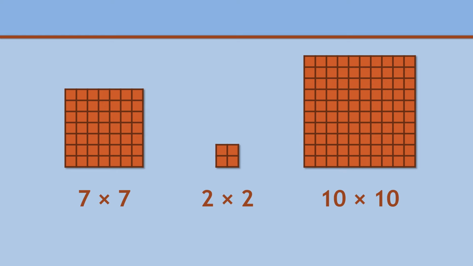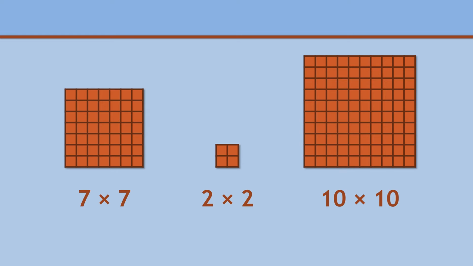Okay, and we see that in the first one, there's 7 units going down, 7 across. The second one, there's 2 units going down, 2 across. And then the third one, 10 going down and 10 across. And in every single one, that makes a square.